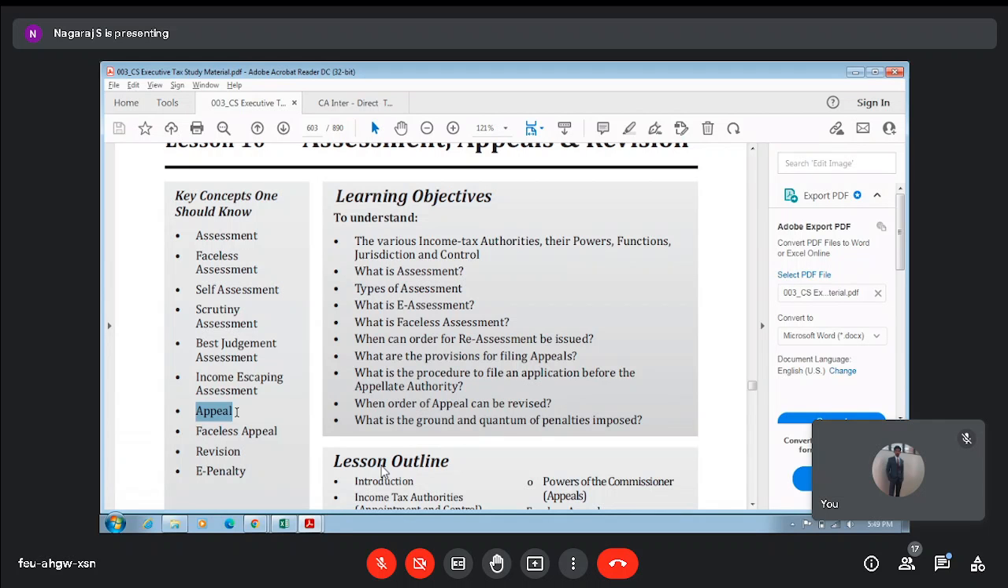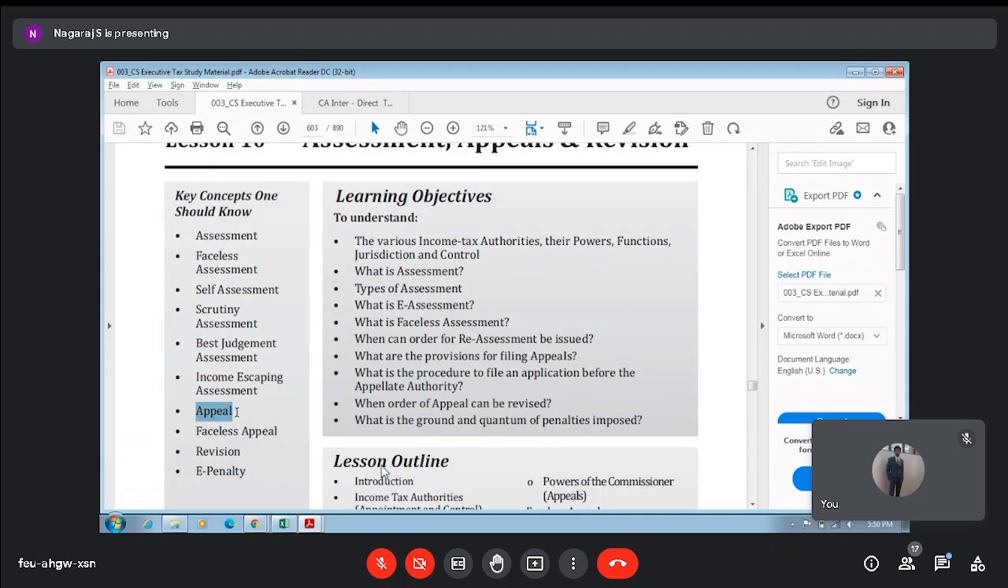What is that? ITAT, Income Tax Appellate Tribunal. Even if you get aggrieved by that order, then you can go to the High Court. When the High Court passes the order, if you are not satisfied with that order also, you can go to the Supreme Court. That is the 4 stages of appeal.